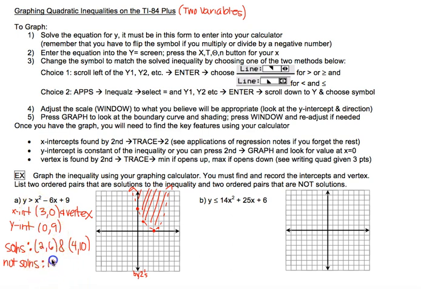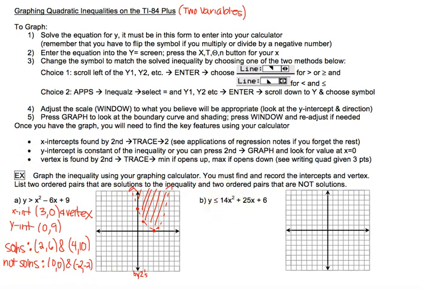Not solutions. 0, 0 is not a solution. I can see that -2, -2 is not a solution. An infinite number of options there. Okay. Now I'm going to look at part B, 14x squared plus 25x plus 6.